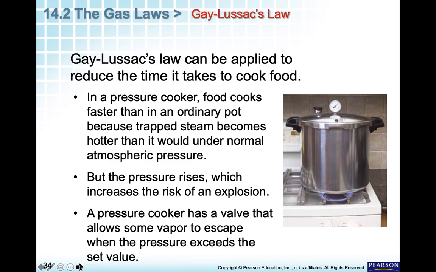And so this is how a pressure cooker works. We use a pressure cooker to reduce the amount of time that we're going to cook something, because the volume's constant, and by increasing the temperature, we increase the pressure, which will cause it to cook faster. And the reverse is also true.